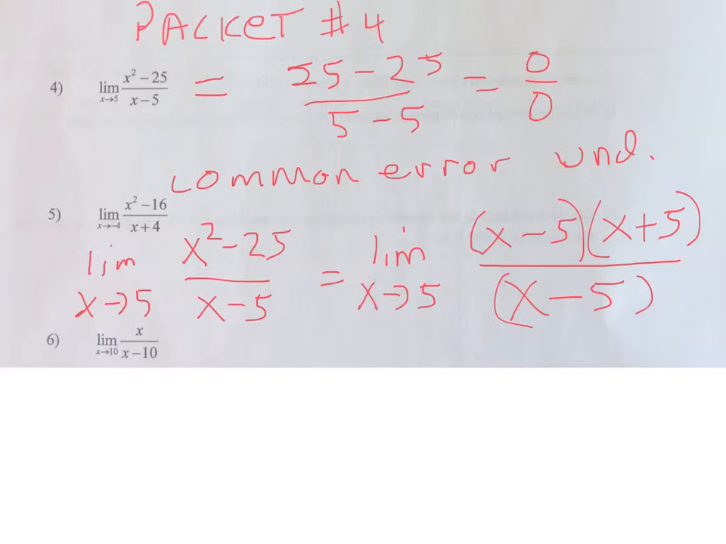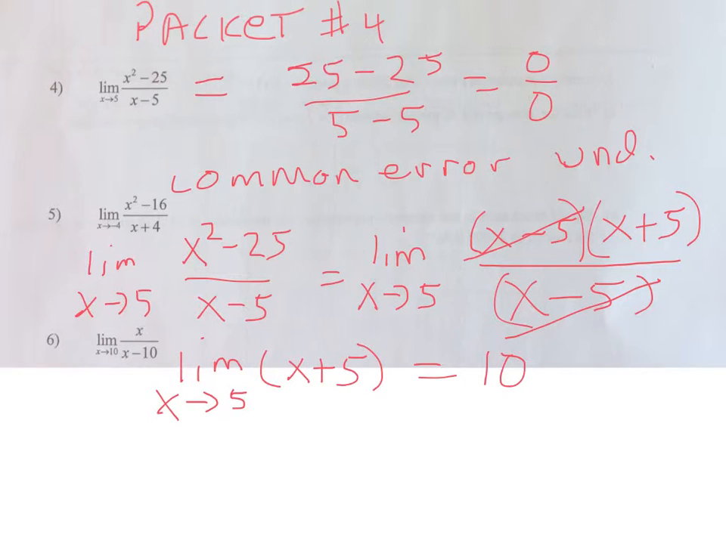So I did some algebra. More algebra says that I can divide the x minus 5s out, and that the limit as x approaches 5 now is the same thing as the limit as x approaches 5 of x plus 5, which is just 10.